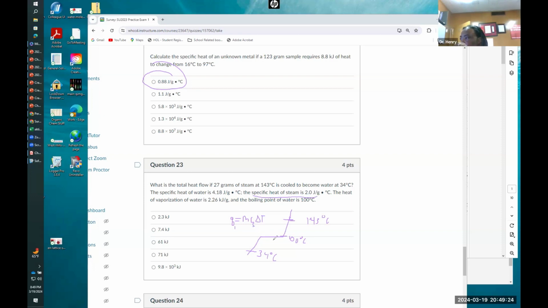And then for our transition state, we're going to use Q equals mΔH, and that's vapor. And then for this last one, Q3 is going to be equal to mc, and this will be liquid or water, ΔT.